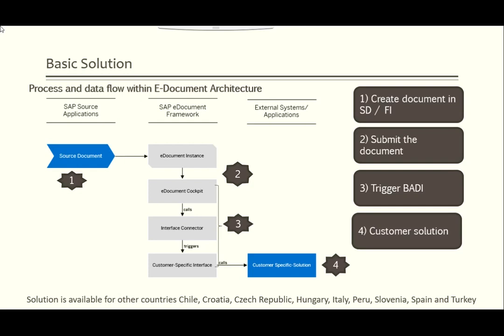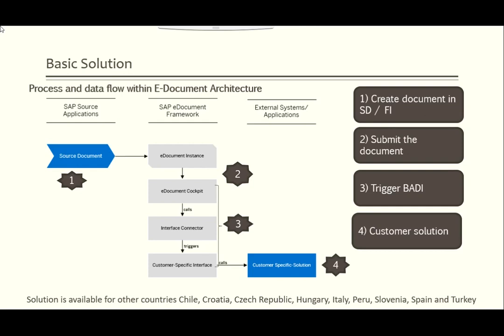Step one in this process is the source document. The source document is the normal, usual FI document and the billing document. Once the source documents are ready, the source document automatically creates the e-document in the e-document framework, and from the e-document framework, based on our custom enhancement, the system will create the XML file and the PDF file, and also transmit the file to the external system for the approval and the subsequent transmission to the customer.